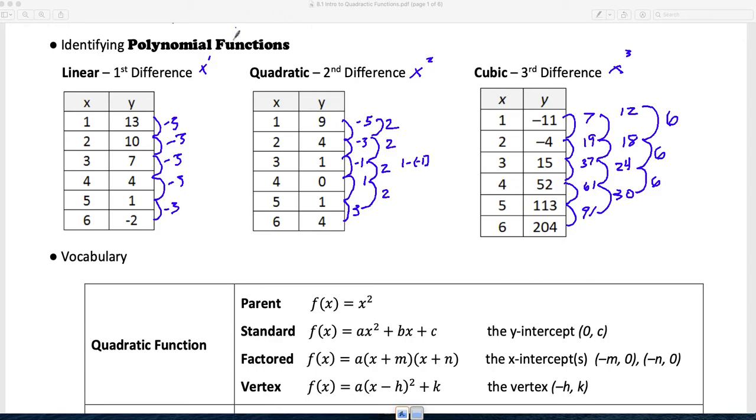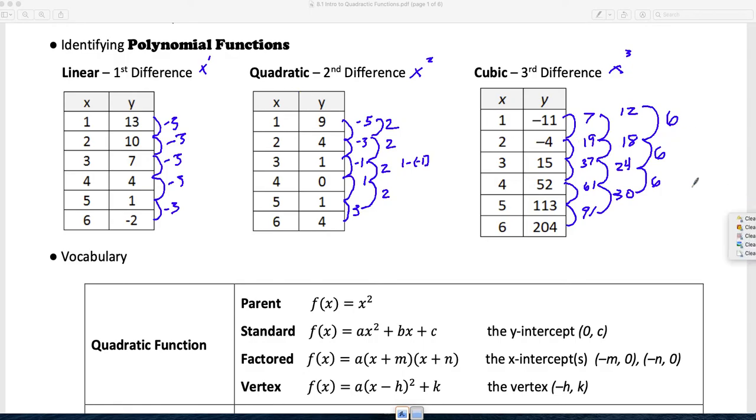So we're going to focus on quadratics. Quadratics can be identified from a table by finding the second difference. I subtract back once, and then I subtract a second time with these numbers. If I get the same amount every time, it is a quadratic function.